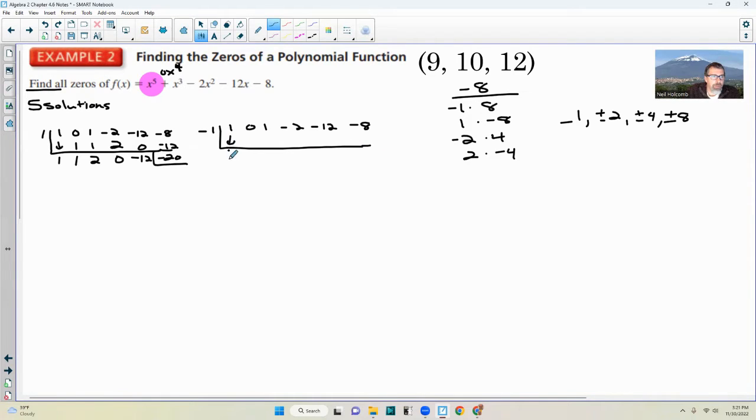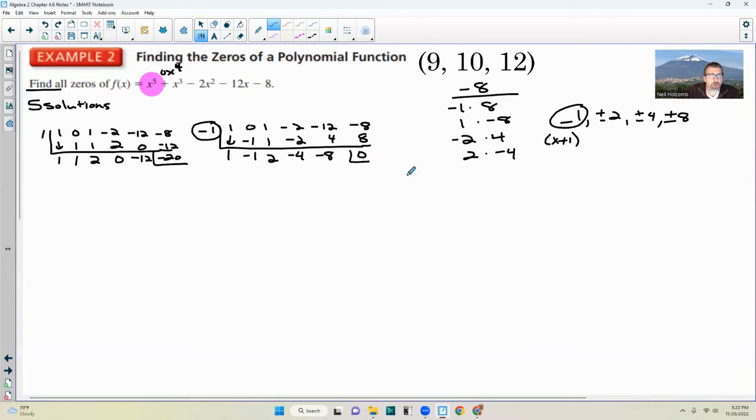Bring down your first term. Negative 1 times 1, negative 1. Add it to 0, negative 1. Negative times a negative is positive. 1 times 1 is 1. Add, get 2. Negative 1 times 2 is negative 2. Add them, get negative 4. Negative 1 times negative 4 is positive 4. Negative 12 plus 4 is negative 8. Negative 1 times a negative 8 is 8, and that gave me a 0. So negative 1 is a solution. That means x plus 1 is a factor.